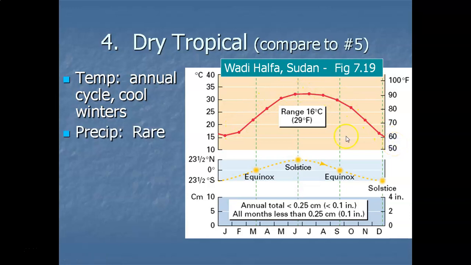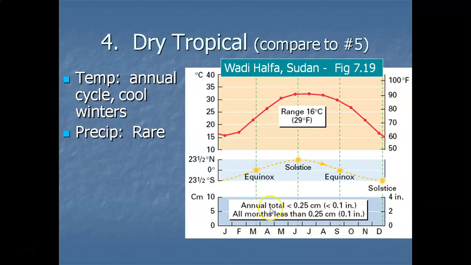And so the annual temperature range is about 30 degrees. Then the other thing about this climate is there's no precipitation. In the Sahara Desert here in Wadi Halfa, on average over the last 30 years, there was absolutely no precipitation.